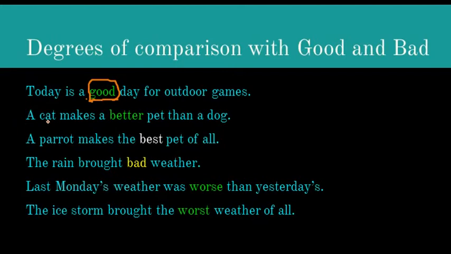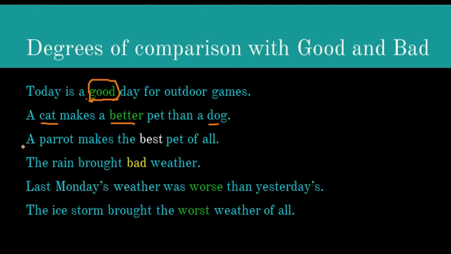Next example, a cat makes a better pet than a dog. In this sentence, speaker is using better because speaker is comparing cat with dog. Better is used to compare two people, places, or things. So this is a comparative degree. Comparative adjectives are used to compare difference between the two objects they modify. So in this sentence, two nouns are compared: cat and dog. So better is comparative degree of good, and we are not adding er to create comparative degree.